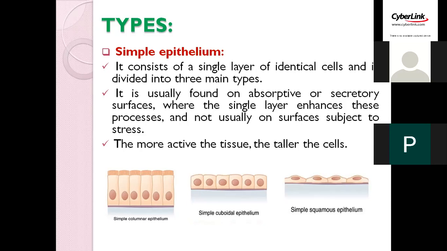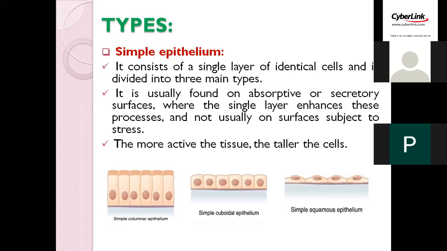And the more active the tissue is, the taller the cells will be. So this is about simple epithelium. Just remember, simple epithelium has only a single layer of identical cells. Only one type of cell will be there. It doesn't have any combination of two or three types of cells.